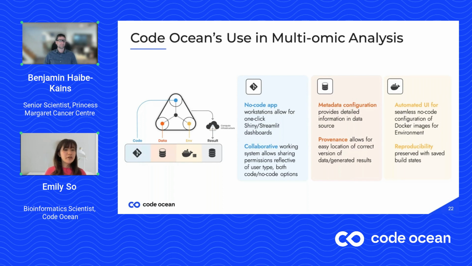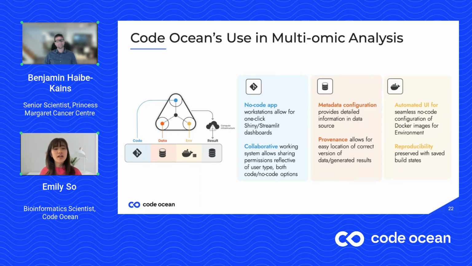When it comes to storing your data in Code Ocean, like Benjamin mentioned, after executing a pipeline to create a process identifiable data object, it can be stored in a Code Ocean library after analysis. And Code Ocean datasets allow you to also provide metadata configuration, including detailed information about a data source. Generated results are provided with provenance, which will allow you to trace back to the correct version of the dataset used for a generated result, which could help alleviate the issue of finding the correct version of the dataset that was used to generate a result of interest.